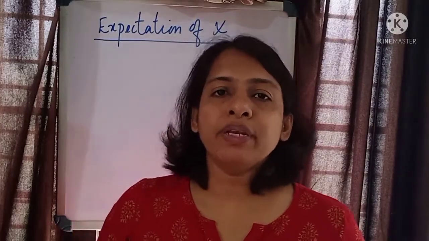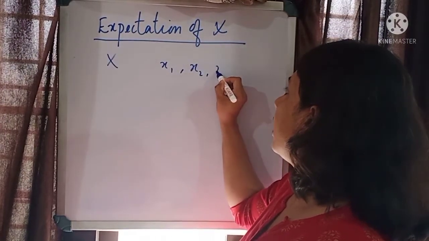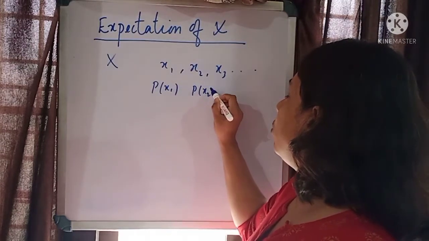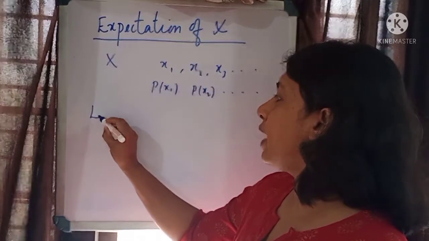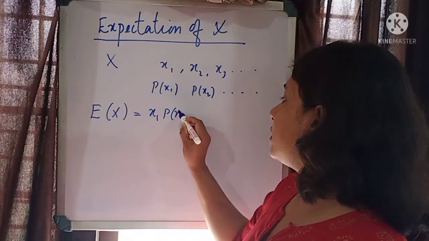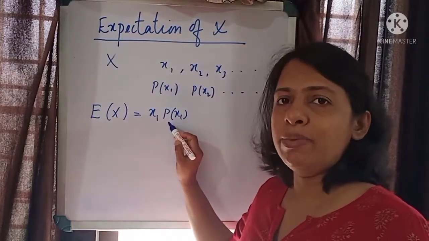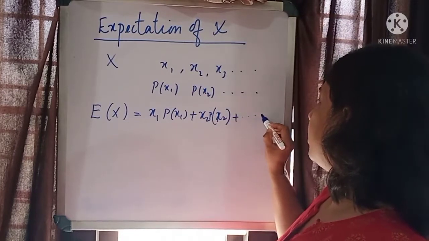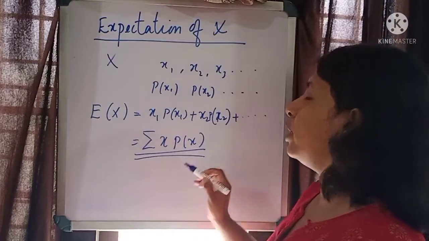Next is expectation of x. Let x be a random variable which takes values x1, x2, x3, etc. with corresponding probabilities P of x1, P of x2, etc. Then expectation of x is x1 into P of x1, that is, x1 is the value of the variable multiplied by the corresponding probability, plus x2 into P of x2 plus etc. That is sigma x P of x. This is what is known as expectation of x.